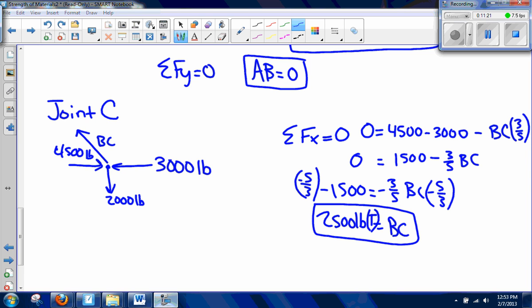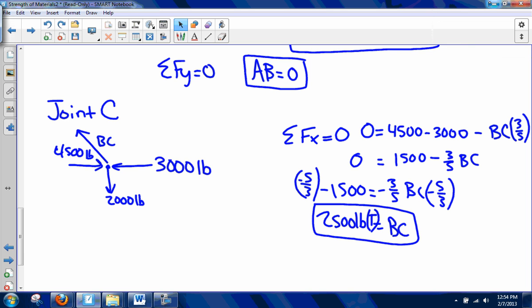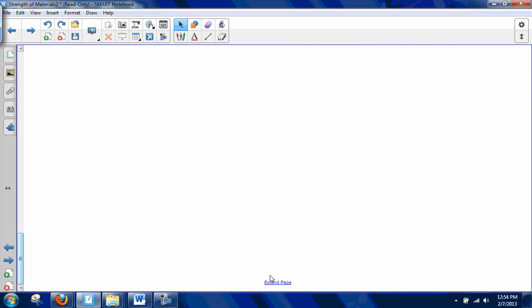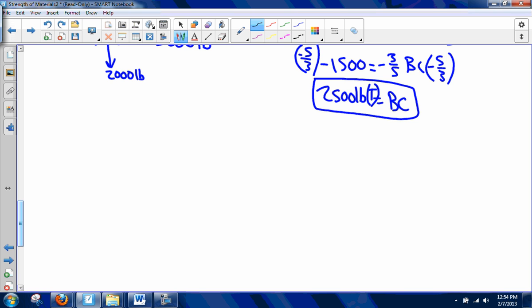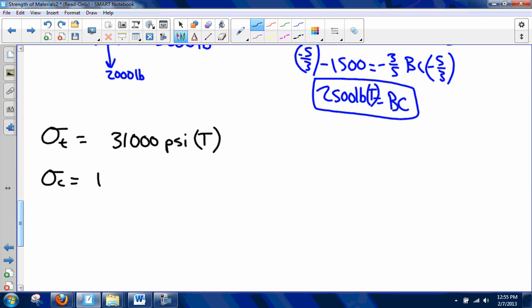All right. Almost through. So the next step in this problem is we need to find out what the area of those members have to be. So we can look up the structural properties of materials for that gray cast iron, and it says that we have an ultimate strength of 31,000 psi for tension. So sigma in tension is equal to 31,000 psi. Sigma in compression is equal to 124,000 psi.